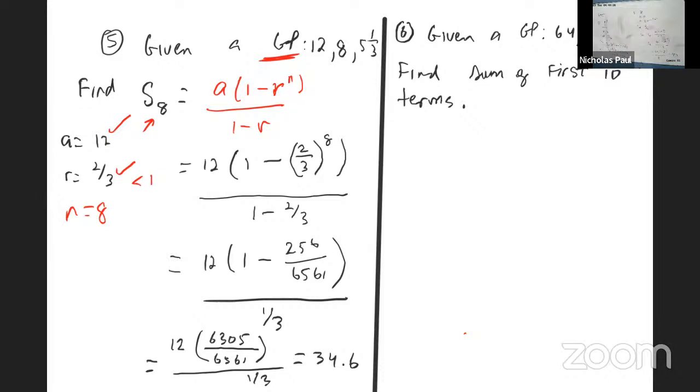Right, so you should have this one already. So a is 64. r is what? r is a quarter, so r is less than 1. And n is how much? 10. Let's see what you get. So that'll be S_10 is equal to, use the right formula, a(1 - r^n) over 1 - r.